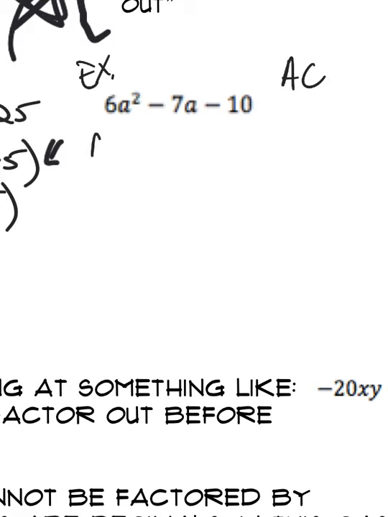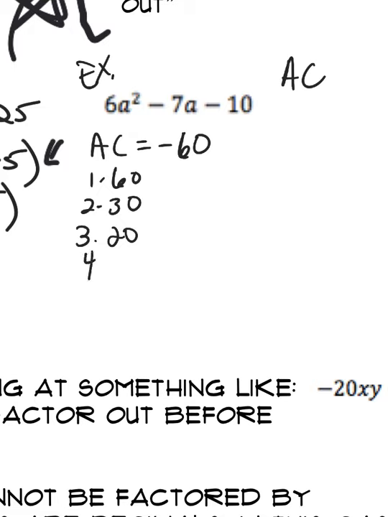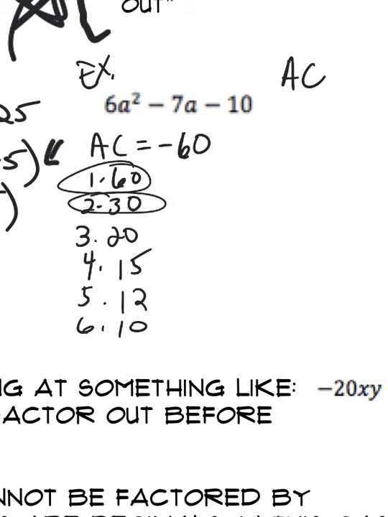Okay, A times C is -60. 1 times 60, 2 times 30, 3 times 20, 4 times 15, 5 times 12, 6 times 10, 7, 8, 9, and that's it. Okay, and because this is negative, I know that whichever set I use, one of the numbers has to be negative and one has to be positive for them to multiply to give -60. I'm looking for the pair that can add up to -7.